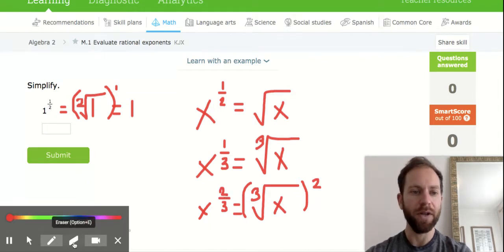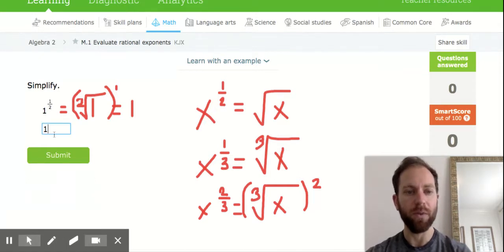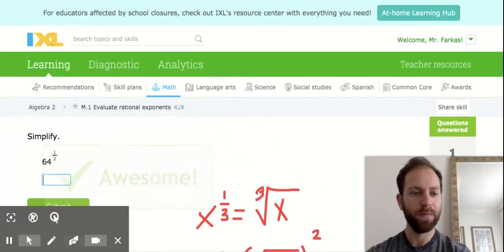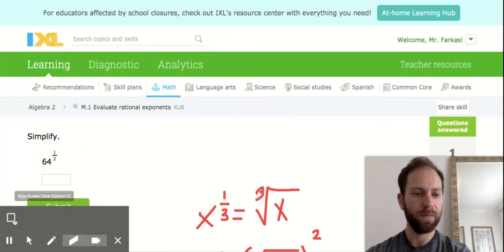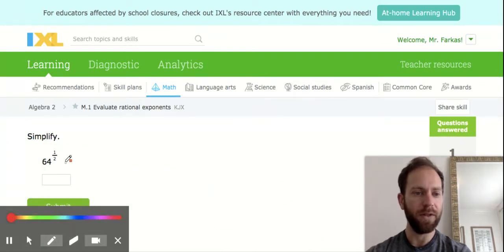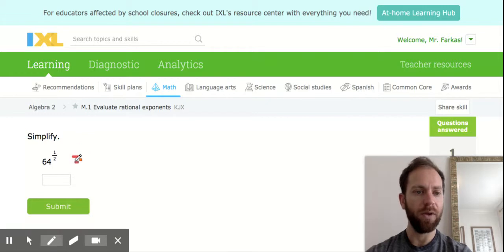All right, so let's go ahead and do a couple of these. We said that this one is just equal to 1 because the square root of 1 is 1. All right, let's look at this one. Another way to write 64 to the 1/2 power is the square root of 64, which is just 8.